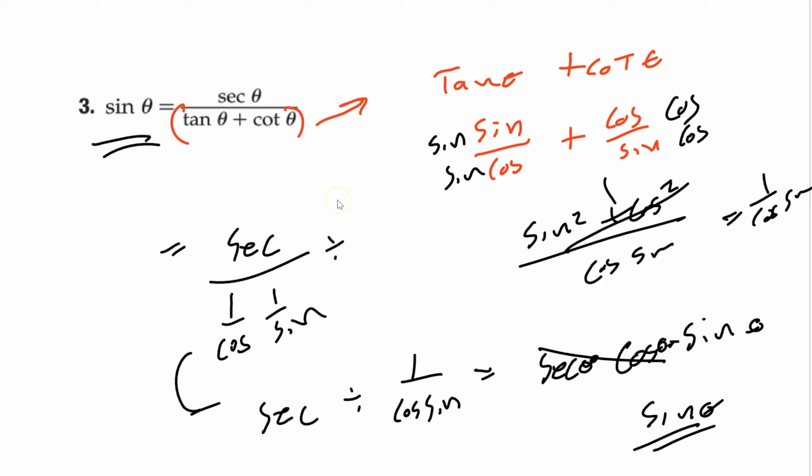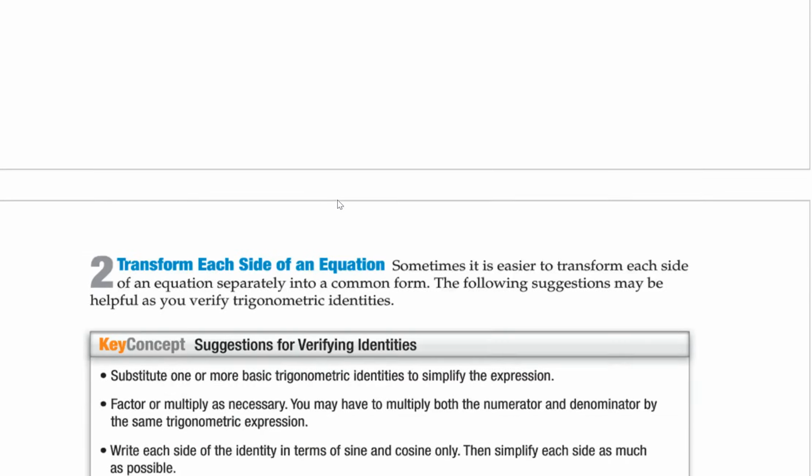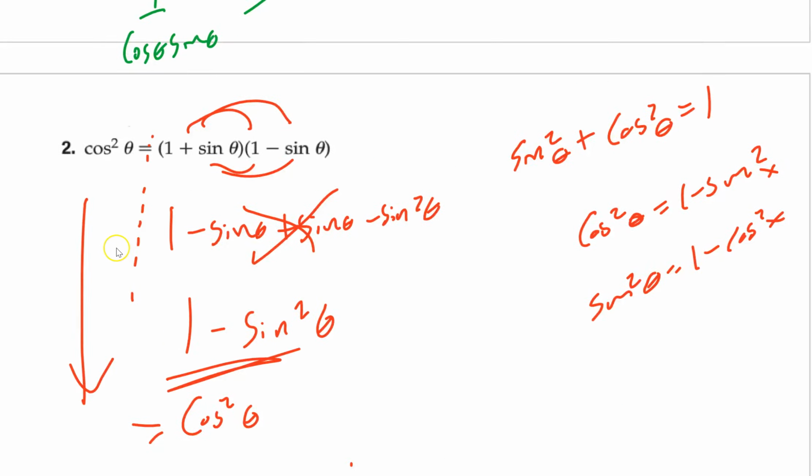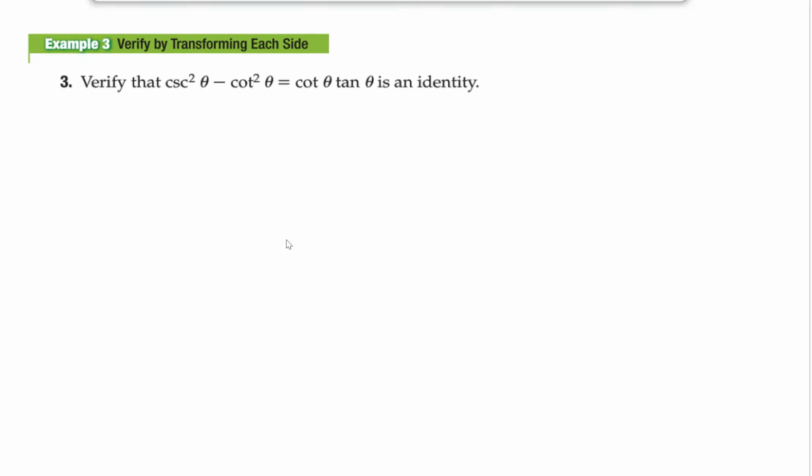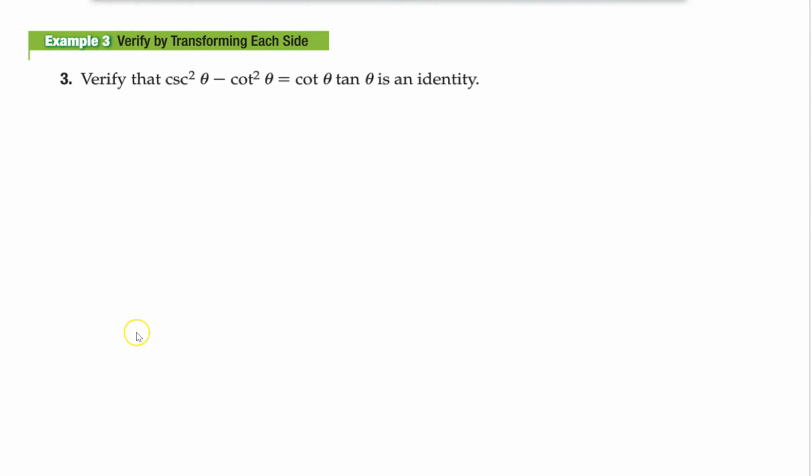That's the idea. So let's do some more. Now, all the ones we did here, you can only work on one side because the other side was too basic. Now you're going to do ones where we work on both sides again. So same idea applies if you have a chance to distribute, or substitute. Only work on one side at a time. Now we're working on both sides.